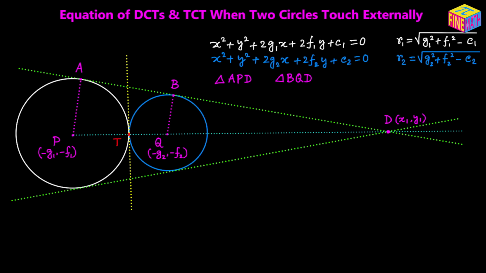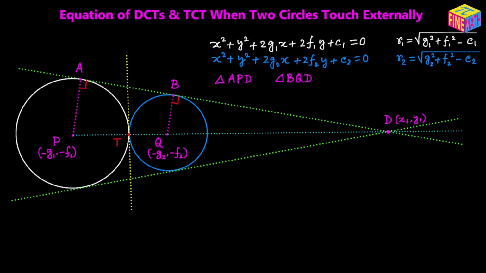And now let's take a look at these two triangles, triangle APD and triangle BQD. Here you see the angle PAD and the angle QBD, they are right angles because we know radius is perpendicular to the tangent at the point of contact. So angle PAD and angle QBD, they will be 90-degree angles, and also PA and QB, they will be parallel to each other because both of them are perpendicular to a single line there, the direct common tangent AD. So PA is perpendicular to AD and QB is also perpendicular to AD. That means PA and QB, they will be parallel.